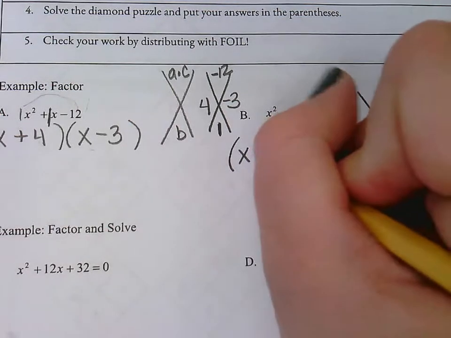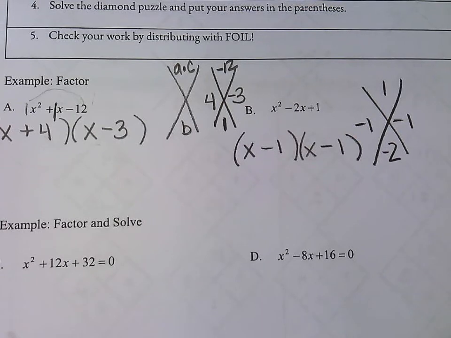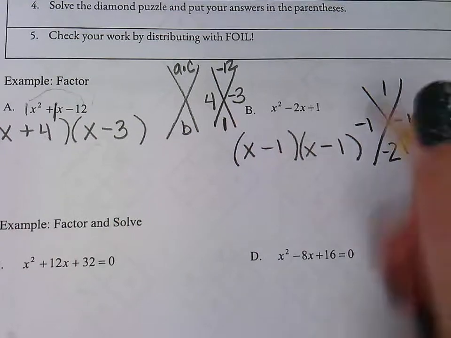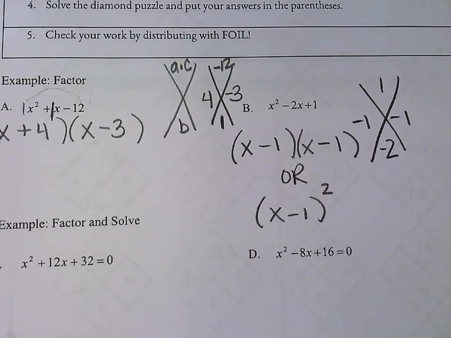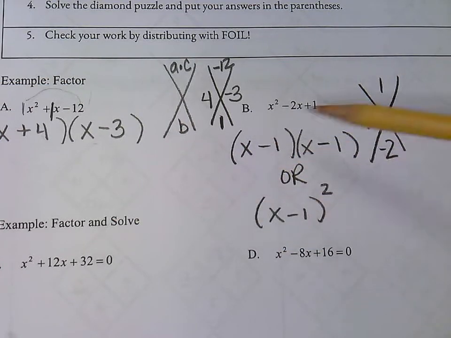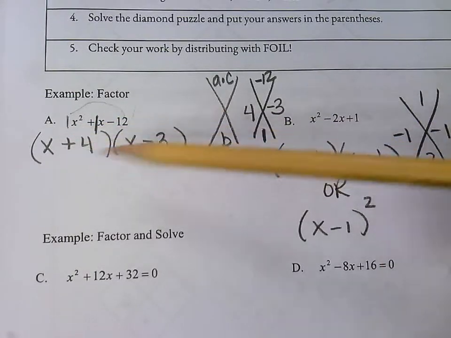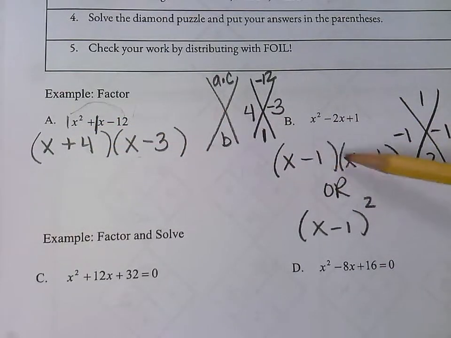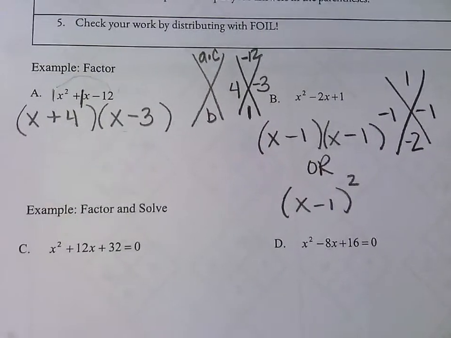times x minus 1. And I wrote a note at the bottom of this page that says note B and D are called perfect square trinomials. So I could also write my answer x minus 1 squared, and it means the same thing. You don't have to do that step right now, but when you do completing the square, there's a reason we need a perfect square trinomial. So there's a big difference between just two binomials and the same binomial twice. So there's a difference between these two problems, but we factored them with the same strategy.